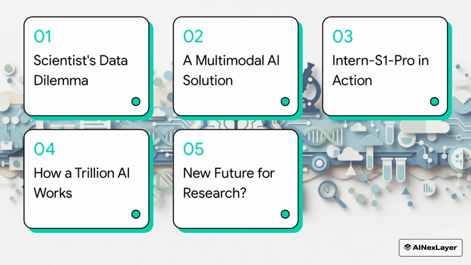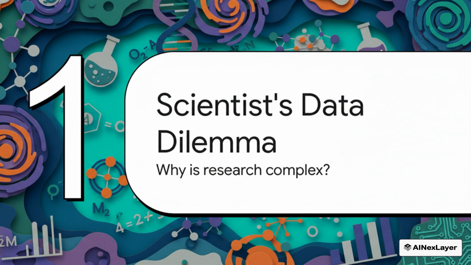All right, so here's the game plan. We'll start with the why, the big data problems scientists are up against. Then, we'll meet the AI designed to fix it. We'll see it in action, put it through its paces. After that, we'll peek under the hood to see how this thing actually works. And to wrap it all up, we'll ask the big question, what does this mean for the future of research? Okay, let's dive right in.